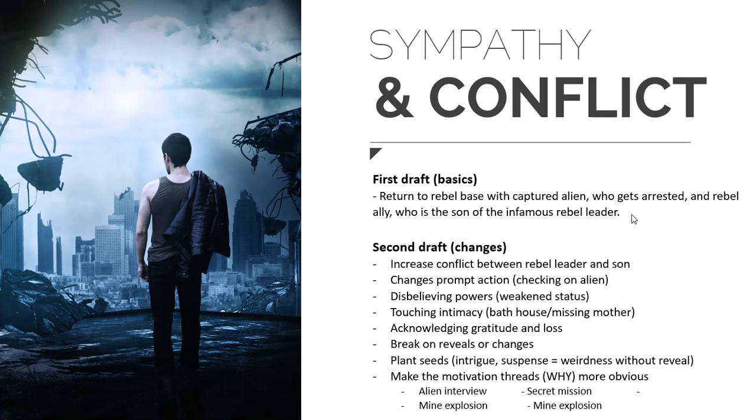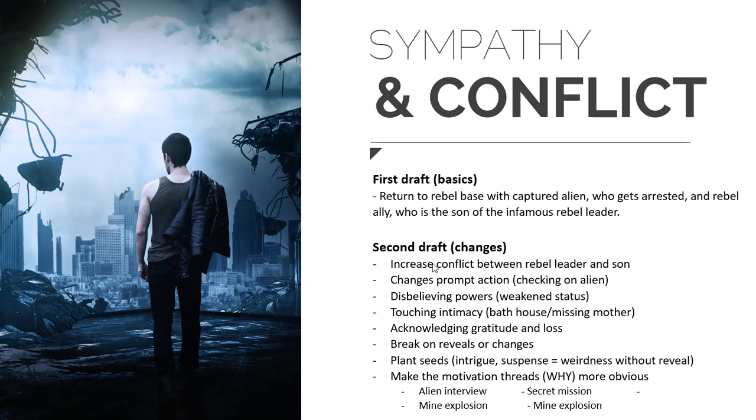So that's kind of a big revelation where this guy she just thought was some random guy. He's like 18 or 19. He turns out to be not just a rebel, but actually somebody kind of important with ties to the rebel leader, which also creates a lot of conflict between his character and her and the captured alien and everybody.